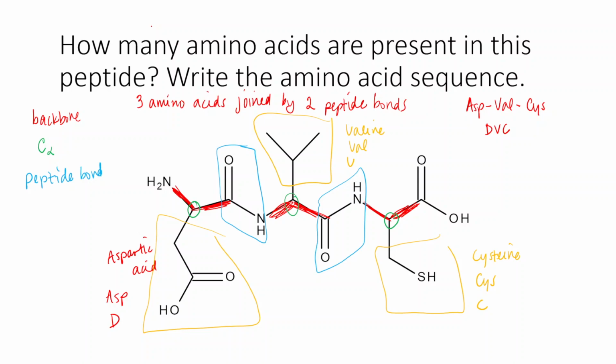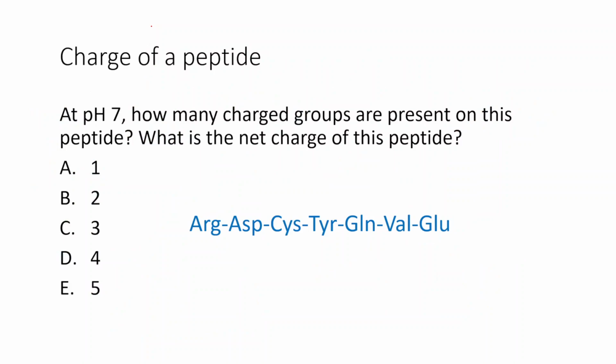Okay. So now let's talk about the charge of a peptide. So we did a couple problems finding charges of functional groups on single amino acids. We also looked at a longer peptide. I'll kind of bring it together. So we have this peptide here. There are 7 amino acids in it, if I'm counting right. And so at pH 7, how many charged groups are present on this peptide, and what is the net charge of the peptide? So I'll give everybody a few minutes to think about that.